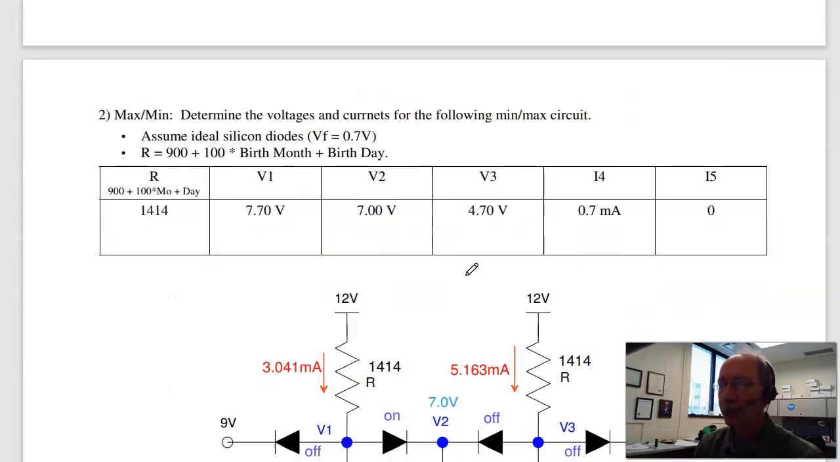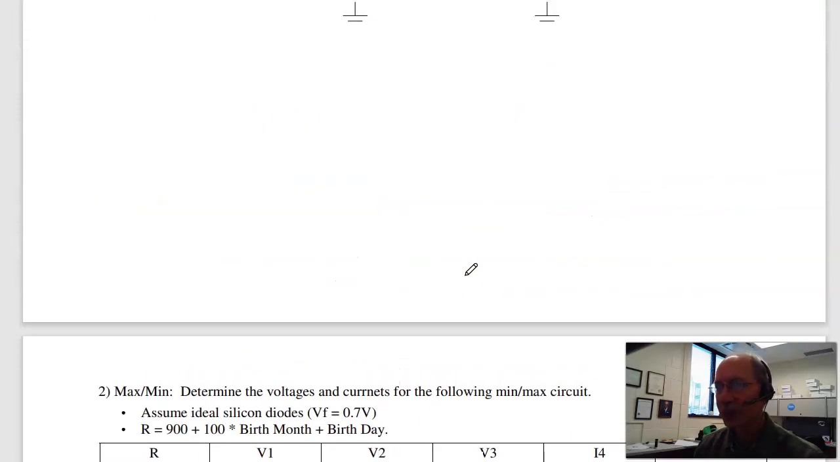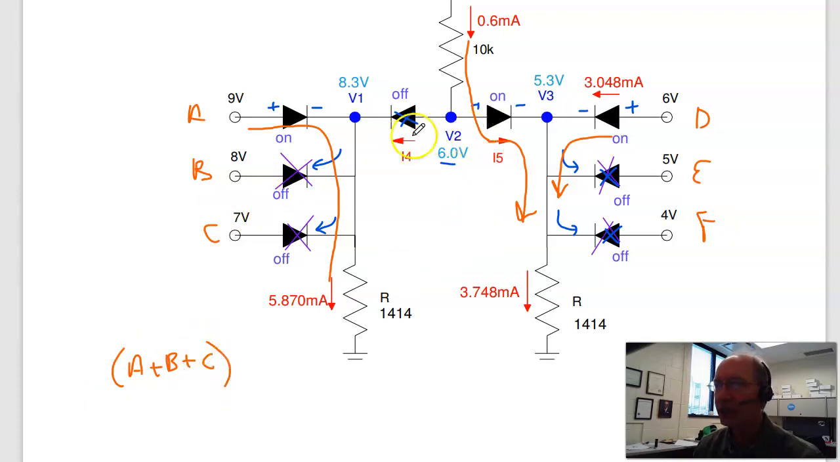Problem number 2 is another max-min circuit. The logic function for this one: this is the maximum. That's an OR function. So we'll call this A, B, C, D, E, F. This is the maximum. Maximum is OR. So this is A or B or C. This took a min function. The minimum is AND. AND D or E or F. So that's the logic this implements.